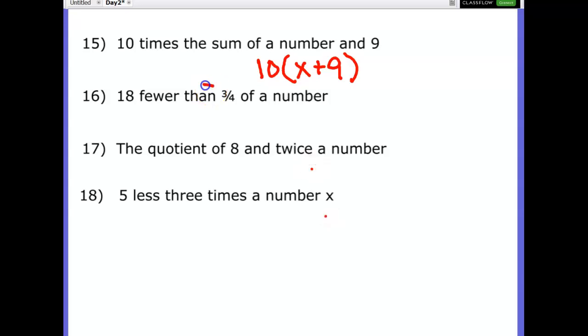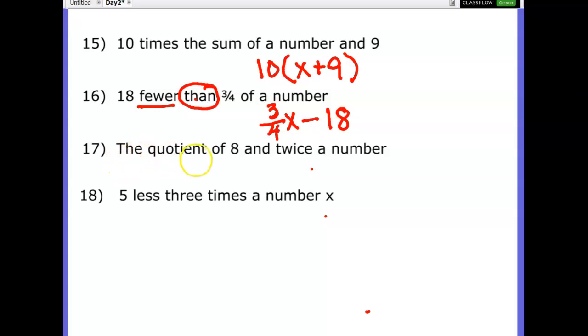18 fewer than 3/4 of a number. Here's that keyword than I was talking about. When you have fewer and the word than, instead of saying 18 minus, the 18 is going to go after. So 3/4 of a number, the number is x, so that would be 3/4 x, and we're taking away 18 because it's fewer, so it's minus 18. If that word than was not there, it would be 18 minus 3/4 x.